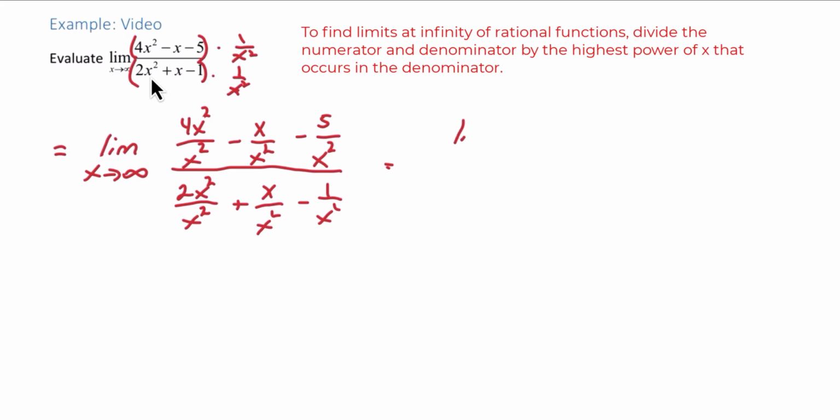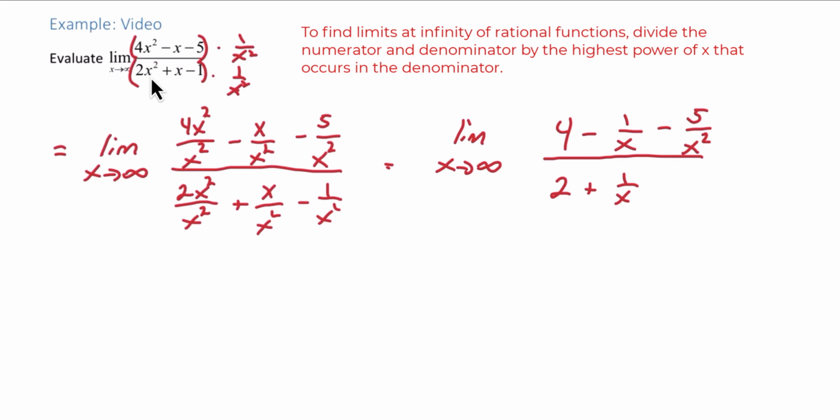Simplifying, we get the limit as x approaches infinity of 4 minus 1 over x minus 5 over x squared, all of that over 2 plus 1 over x minus 1 over x squared. And now we can start evaluating the limit.